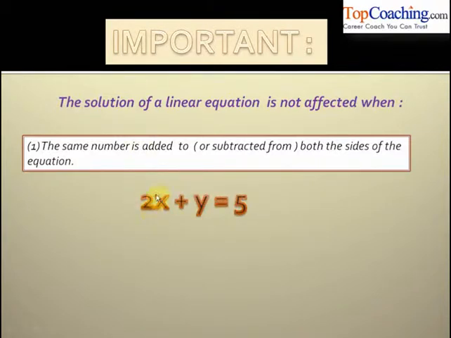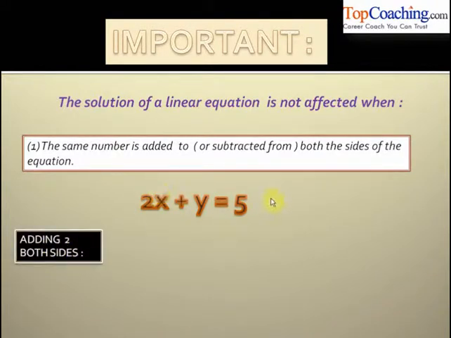For example, let us consider an equation 2x plus y equal to 5. Now, adding 2 to both sides of this equation, what we get is 2x plus y plus 2 equal to 7, or when we take 2 to this side, what we get is 7 minus 2, and that is equal to 5. Thus the resultant equation is 2x plus y equal to 5, which is actually the same as this equation. And so we can say that if we add the same number to both sides of the equation, then the equation remains the same, and so the solution remains the same.